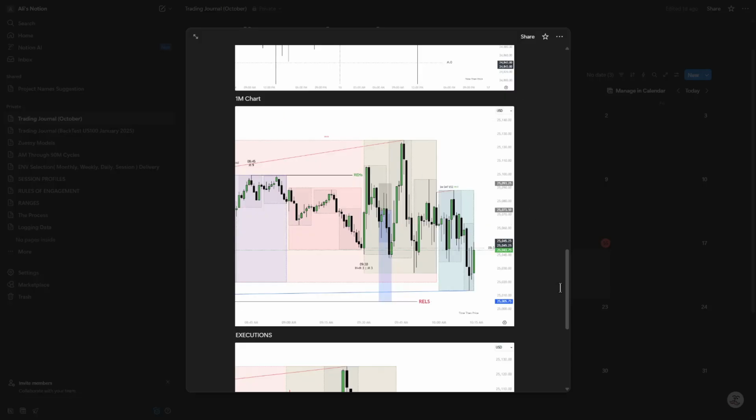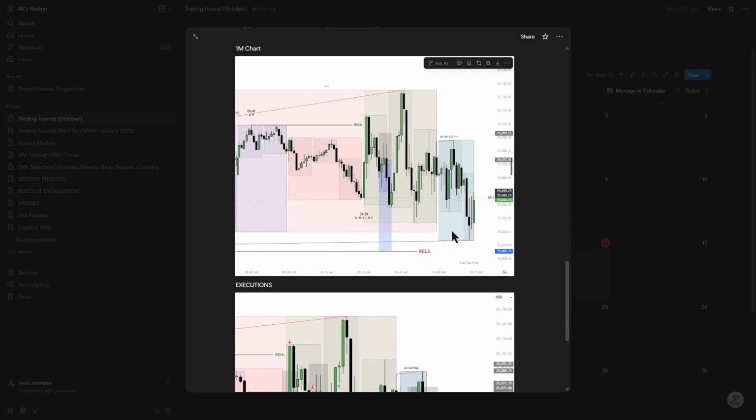This is the 1 minute chart I was looking at. As you can see here, we took out the relative equal highs, which was a good point to short, which I did, and then it went up against me. And then this was another good point to short, where we were in this fair value gap, called a reclaimed fair value gap, which is CB, inverse CB, CB again.